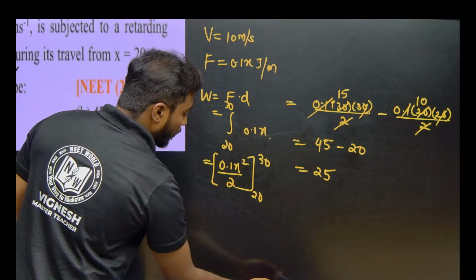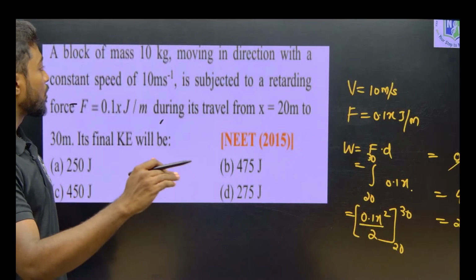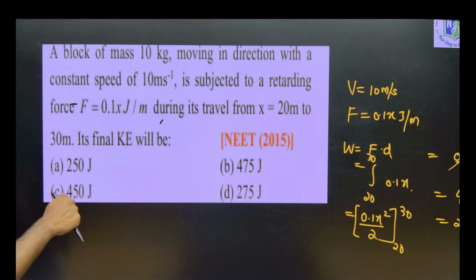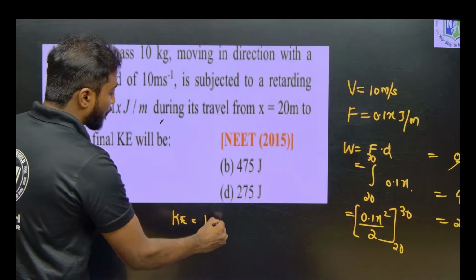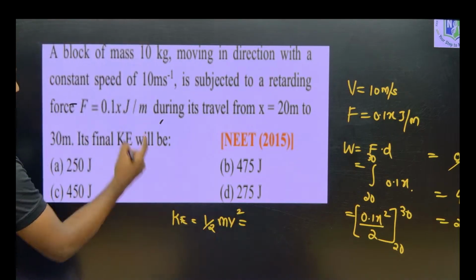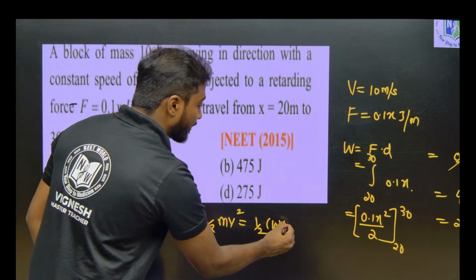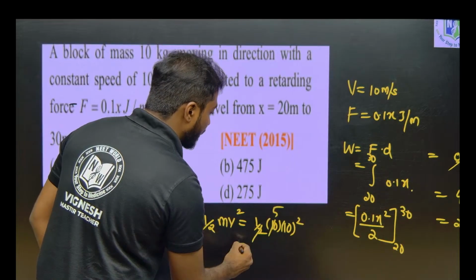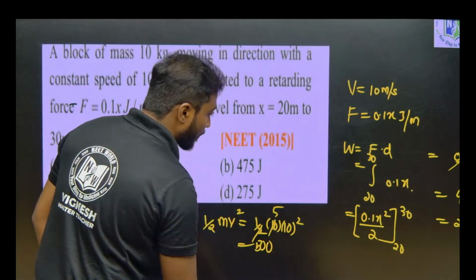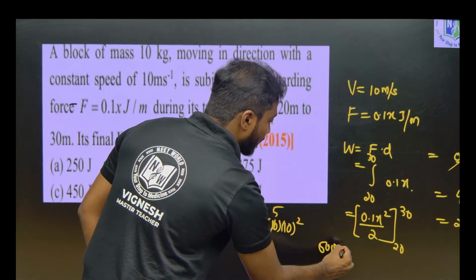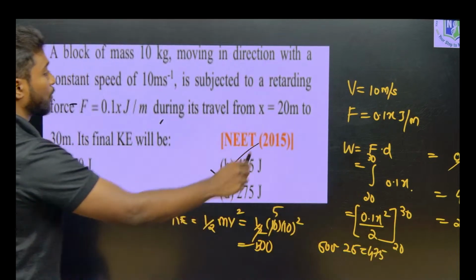Now what about the remaining things they have said? The block of mass 10 kg moving in the direction with a constant speed is subjected to a retarding force. Retarding force they have given, but the kinetic energy, no. Kinetic energy is equal to half mv square, where mass is 10 kg, half into 10 into velocity 10 meter per second, that is 10 square. So this is 500. The retarding work has been given, that is 25. So 500 minus 25, which is nothing but 475. So the remaining thing is 475 joules.